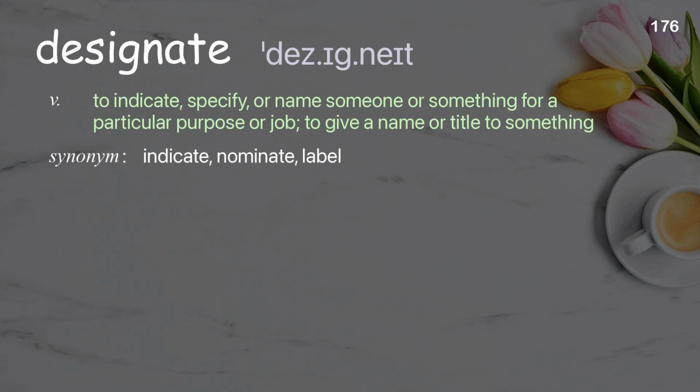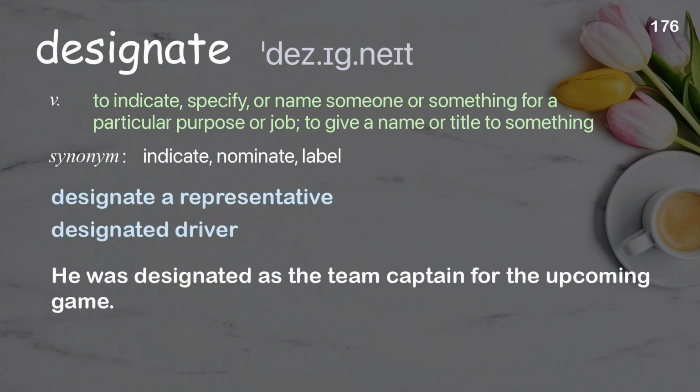Designate. To indicate, specify, or name someone or something for a particular purpose or job; to give a name or title to something. Examples: Designate a representative. Designated driver. He was designated as the team captain for the upcoming game.